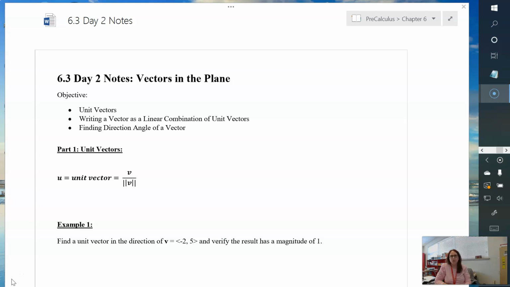So we're going to finish off vectors in the plane. And today we are going to work on 3 skills. We're going to find unit vectors. We're going to write a vector as a linear combination of unit vectors. And we're going to find the direction angle of a vector.